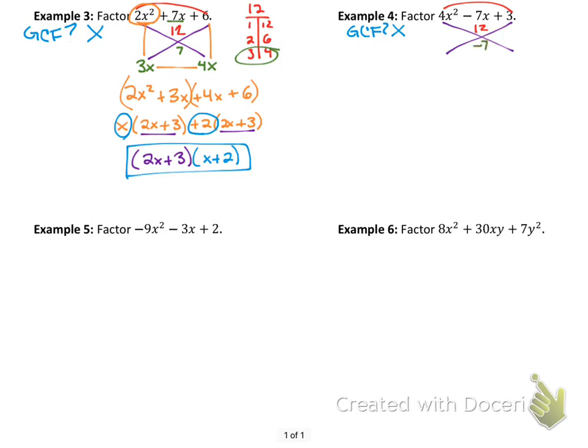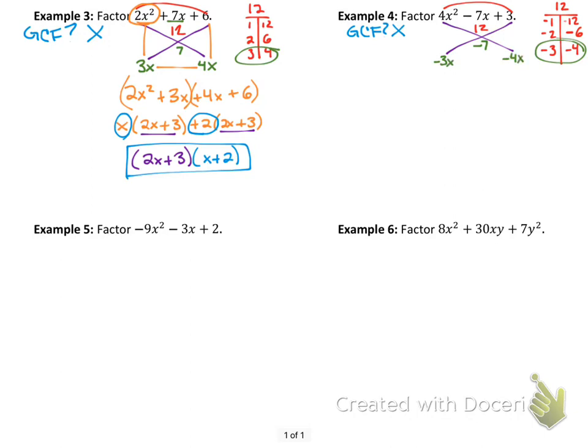Now, factors of 12 that add to a negative number would both have to be negative, because a negative times a negative makes that positive. So we have negative 1, negative 12, negative 2, negative 6, no, negative 3, negative 4. There we go. So I'm going to put negative 3x down here and negative 4x right here.